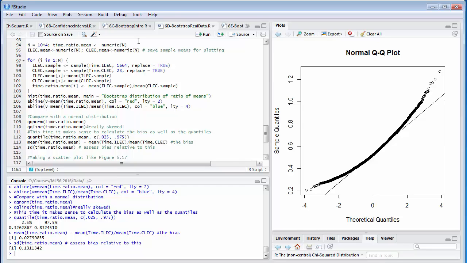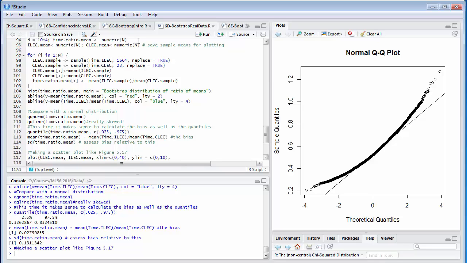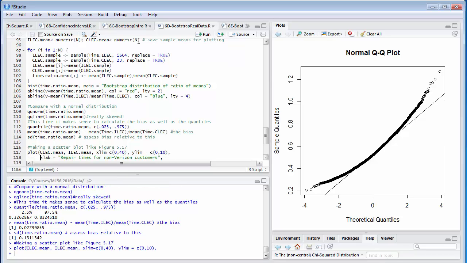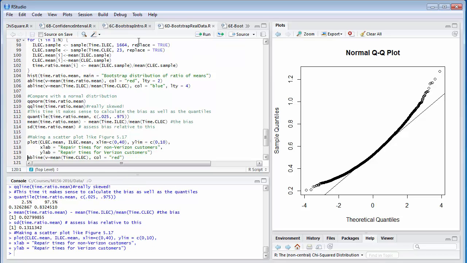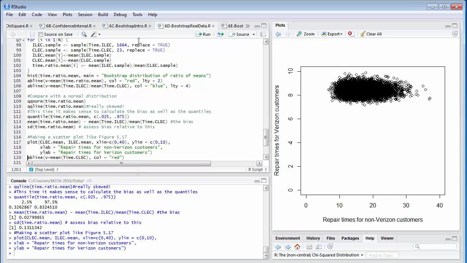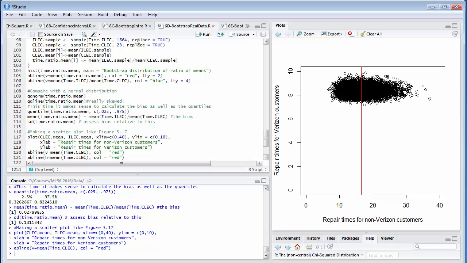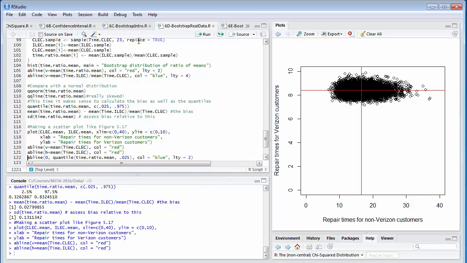Figure 5.17 in the textbook is a nice scatter plot of these data. Let me show you how to create that. First, you create a blank plot, and you label the x and y axes. And then on that, you plot as a vertical line the mean repair time for the competitors' customers, and as a horizontal line, the much smaller mean repair time for the Verizon customers.